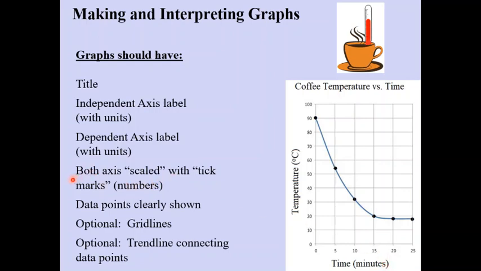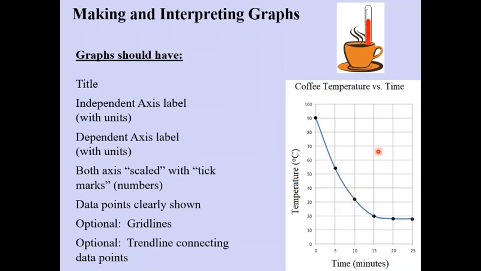Notice that both axes are scaled with tick marks which have numbers. So we can see that this is 5, 10, 15, 20. The temperature is going up by 10 degrees, 10, 20, 30, 40, 50, etc. Data points are clearly shown. Those are the black dots there. And optional on this graph, which is nice, we can see grid lines, this sort of checkerboard here.